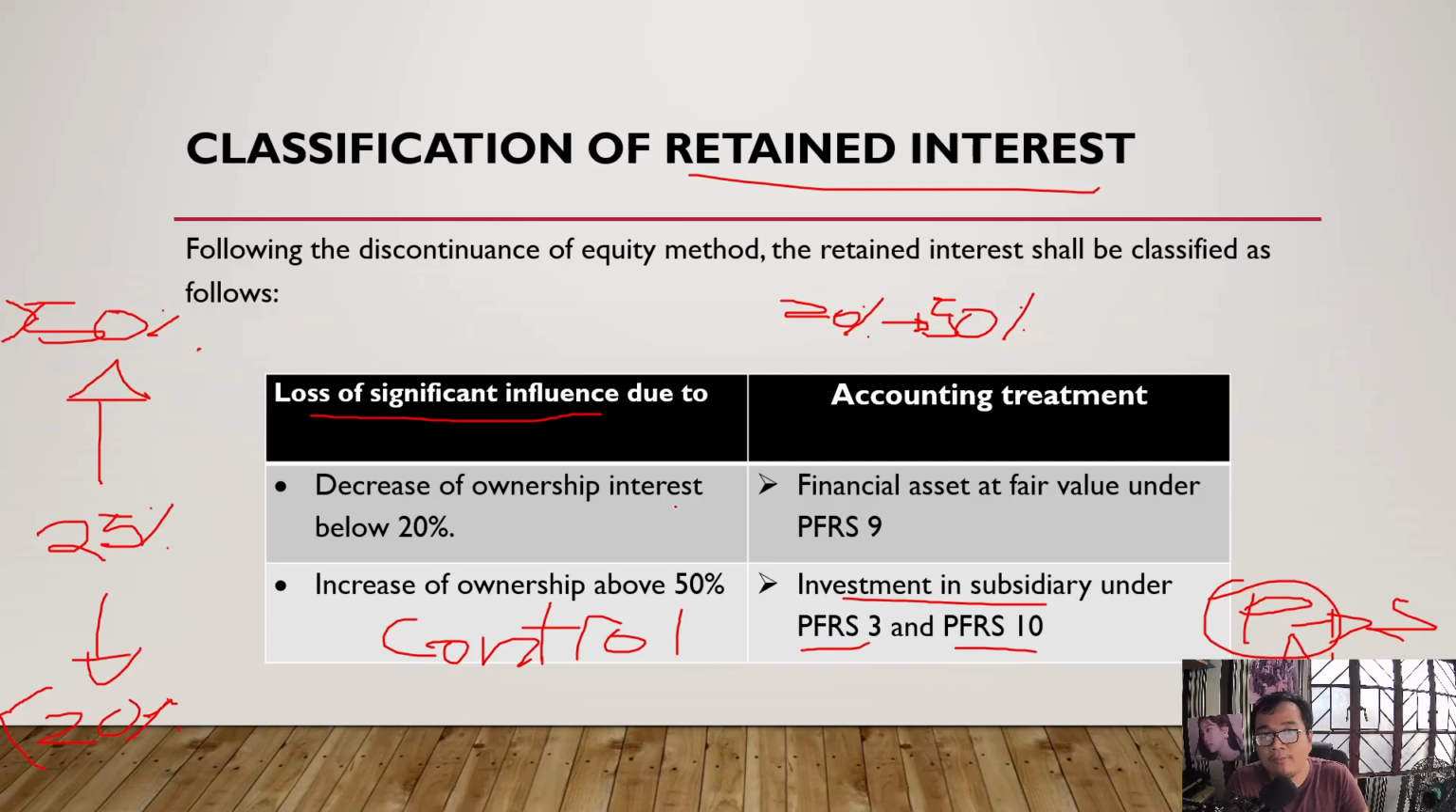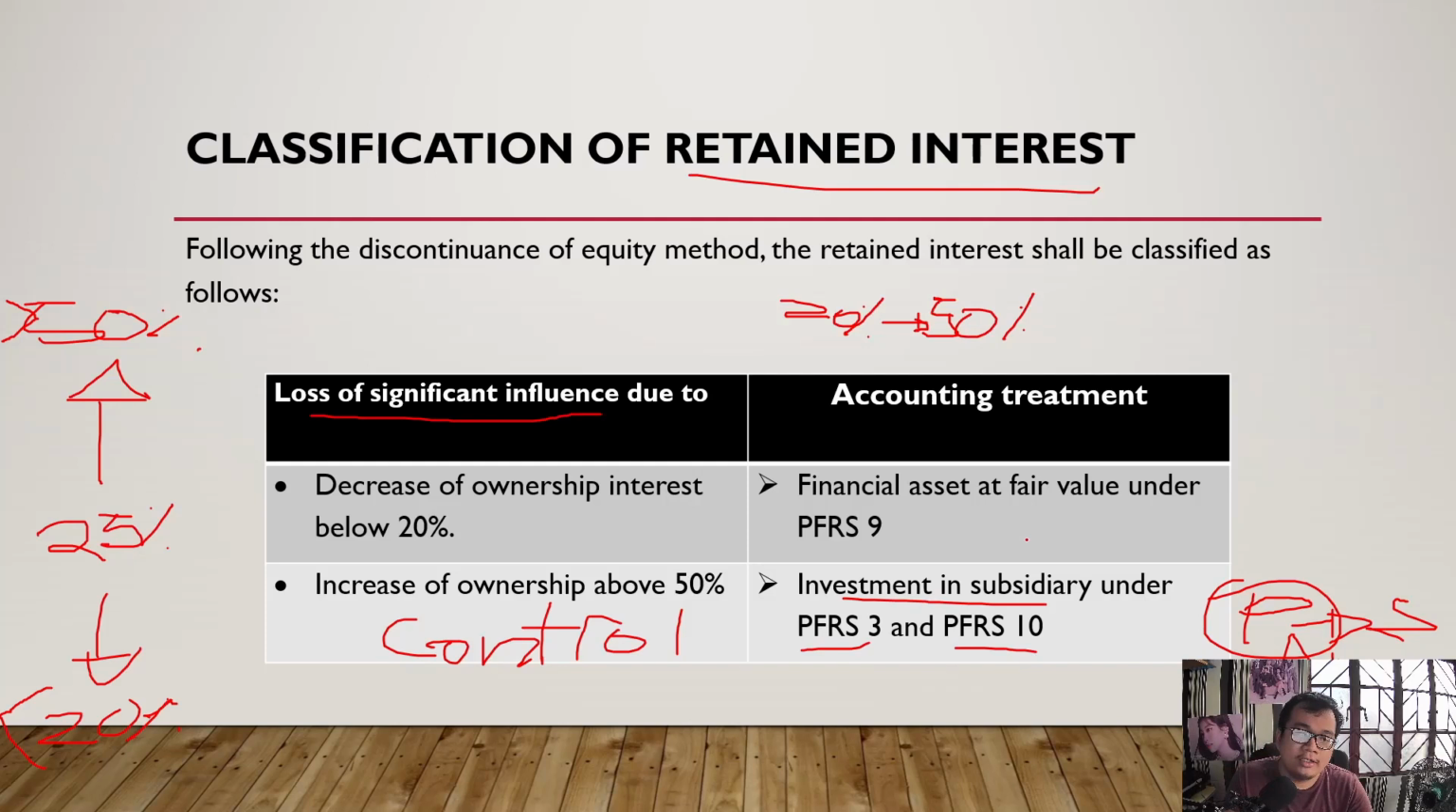Di ba? Significant influence. Now, the lower level of the investment in associate, significant influence, is ito nga si PFRS 9. PFRS 9 na yan. Financial instruments. Kasi, in that case, wala kang control, wala kang significant influence, you're just a simple investor. Yan yung lowest level. Then, may tinatawag rin tayong joint control.